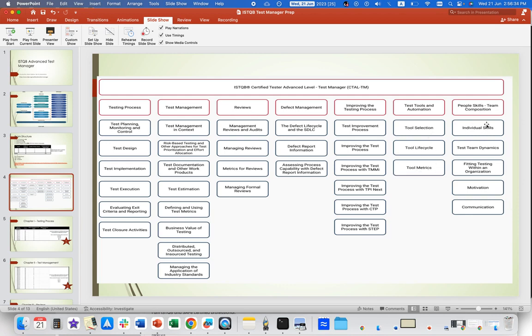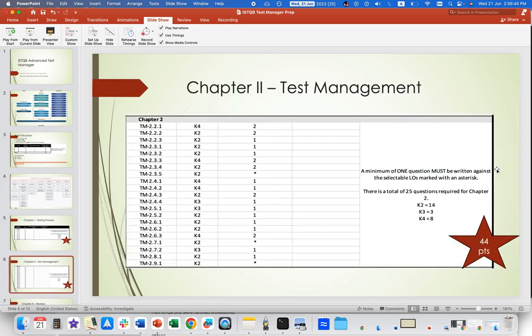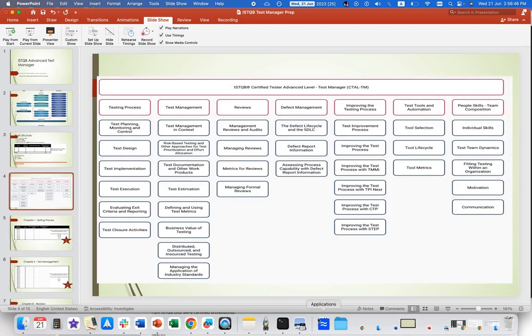Then the last chapter is people skills, team composition, where you will go through and understand individual skills, test team dynamics, fitting testing within an organization, motivation and communication. So this is all the high level syllabus and the contents of each of the chapters of the test manager course. Then let's see the questions distribution for each of these chapters.